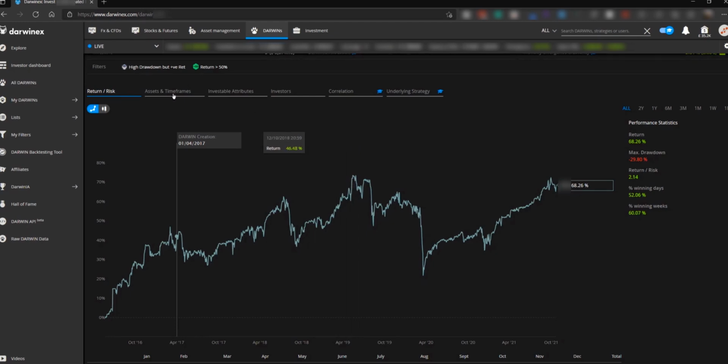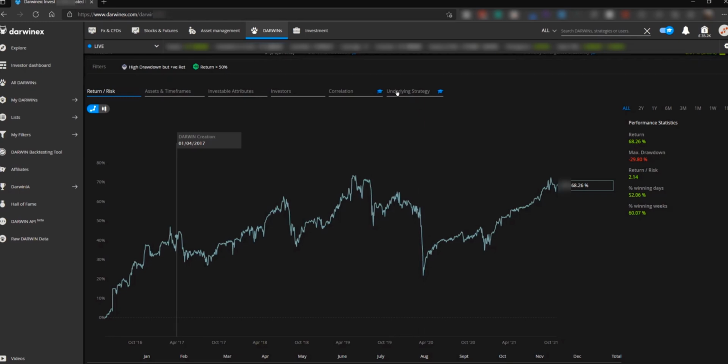But remember, when we look at the return risk tab here, we're looking at a risk-adjusted Darwin. So this is the investable asset that investors can buy, and those returns have been risk-adjusted by the Darwinex risk engine to a risk level of 6.5% value at risk, or VAR.